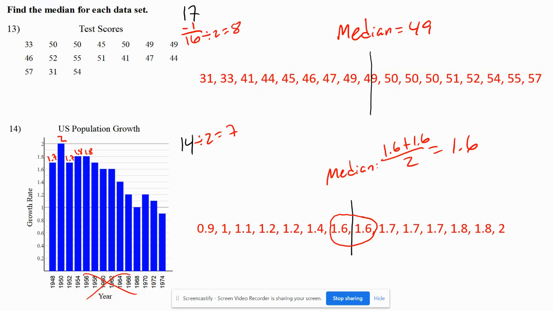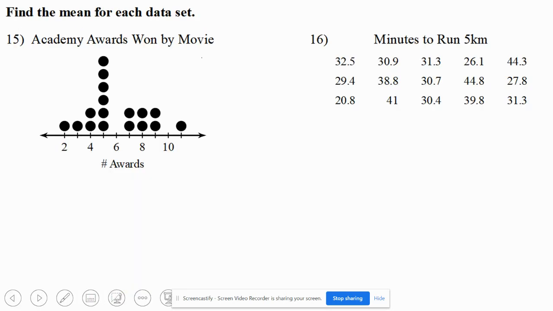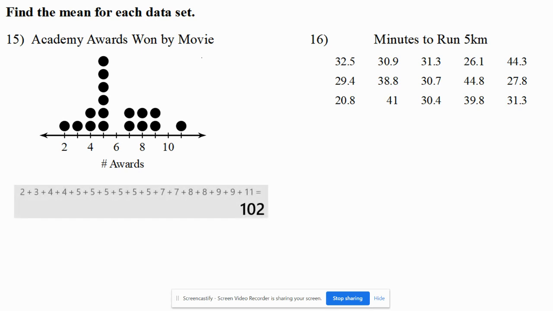Now let's review mean. For the mean, I don't have to put my numbers in order. I just have to add my numbers. So I'm going to grab my calculator and I'm going to add my numbers. I have 2 plus 3 plus 4 plus 4. Notice I have 2 4s. Then I have 6 5s, 2 7s, 2 8s, 2 9s, and 1 11. So I'm going to add all my numbers. I added my numbers and it gave me 102.